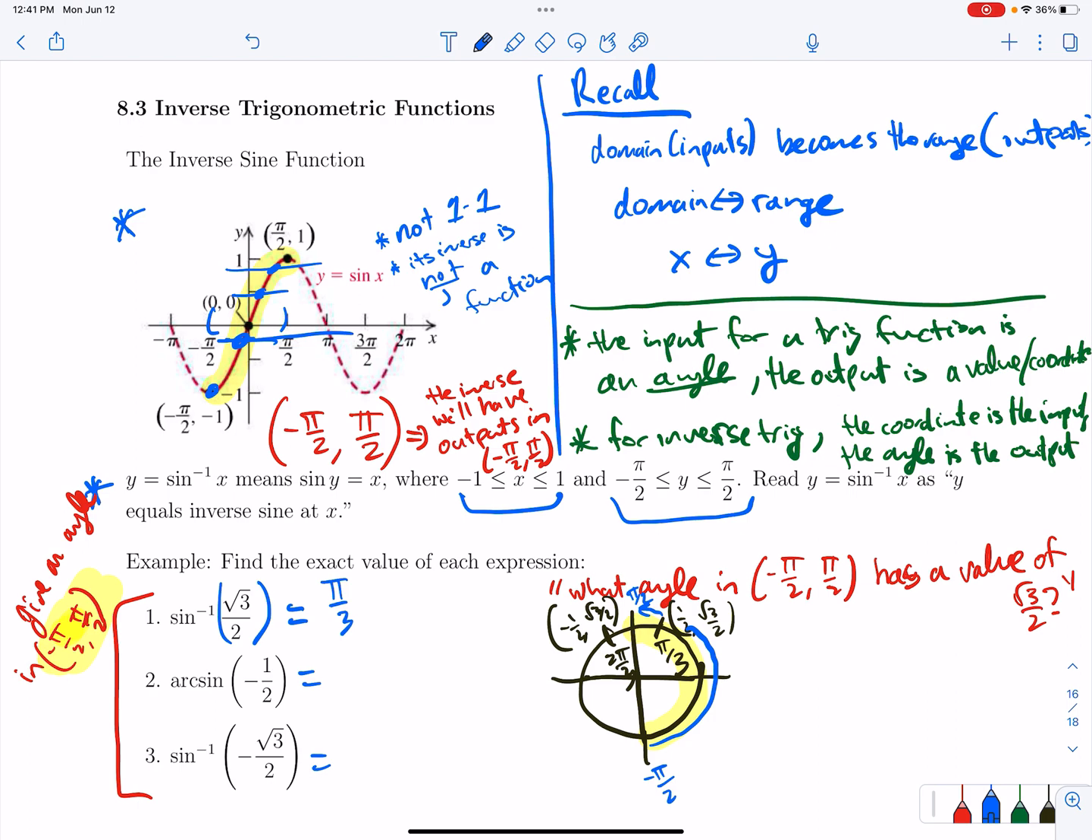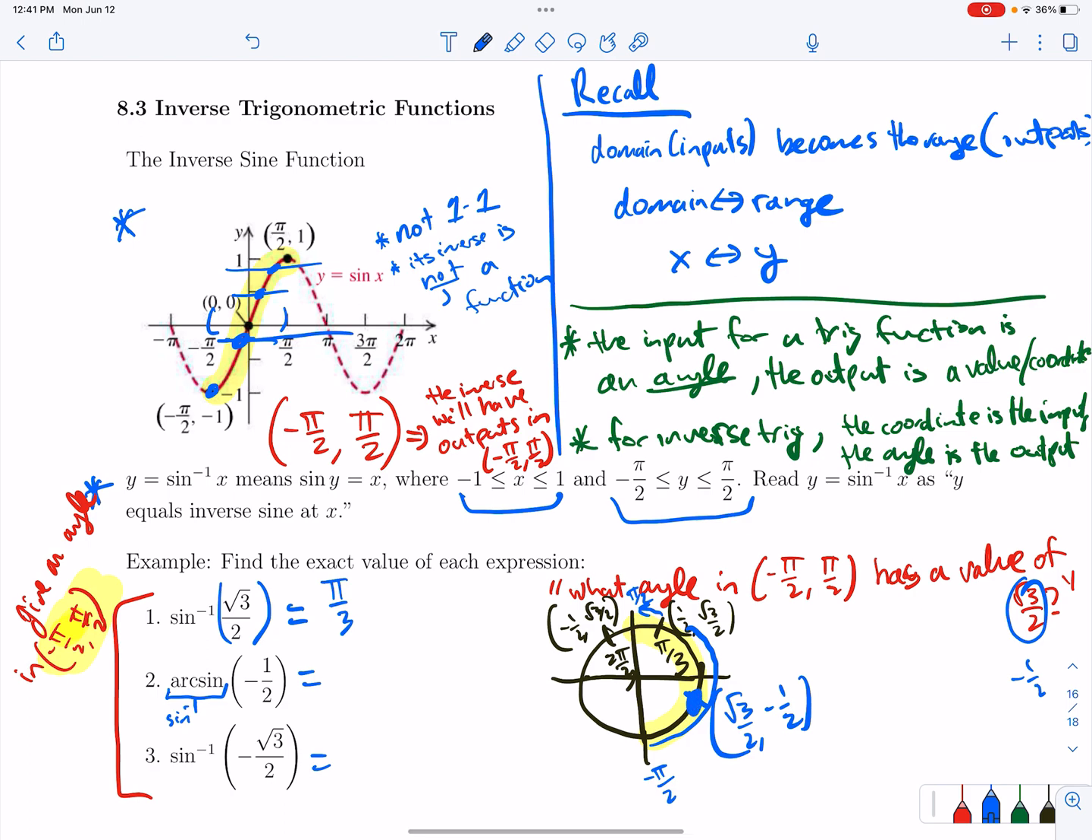All right, number 2. We say this as arc sine. This is the same thing as sine inverse. That's just another way you'll see the inverse of a trig function. So this is saying what angle in negative pi over 2 to pi over 2 has a value of, now instead of root 3 over 2, negative 1/2. So when does sine have a negative value between negative pi over 2 and pi over 2? Well, it must be in quadrant number 4. And when is the y value negative? It's going to be right down here, and those coordinates are root 3 over 2, negative 1/2.